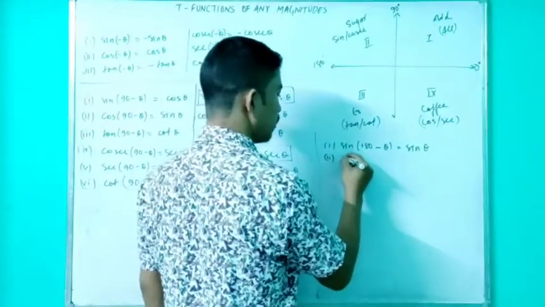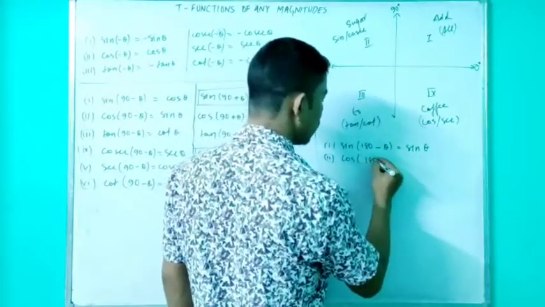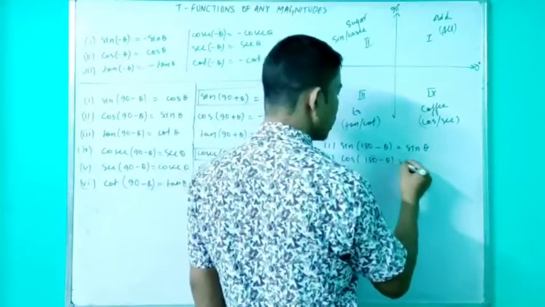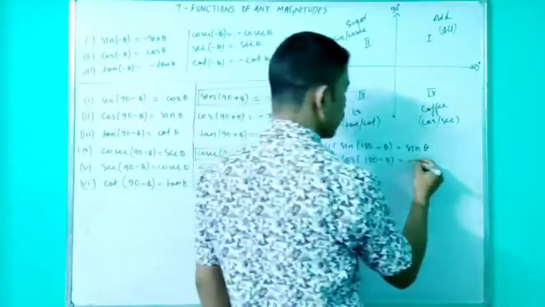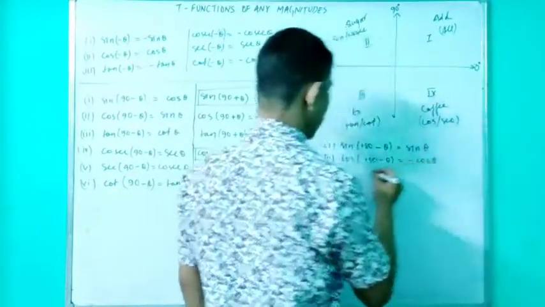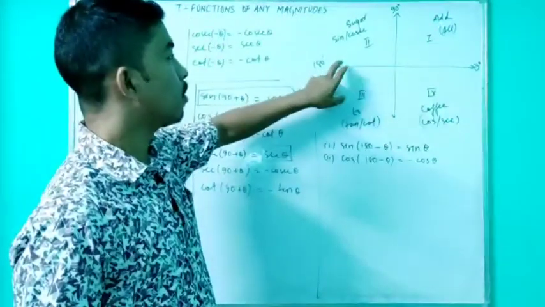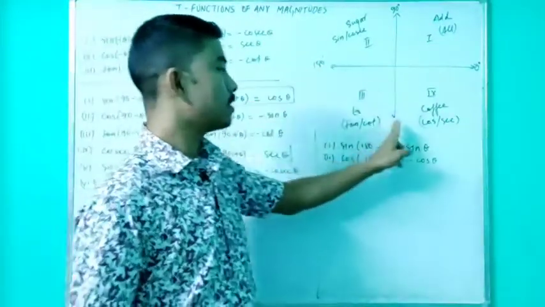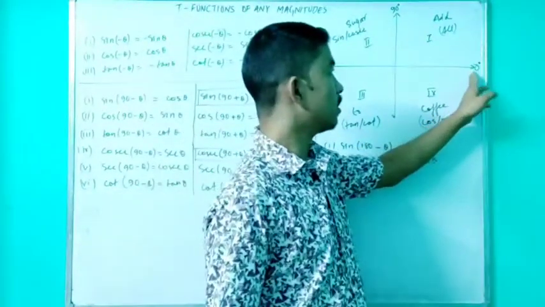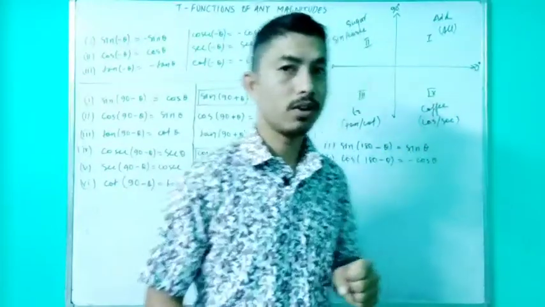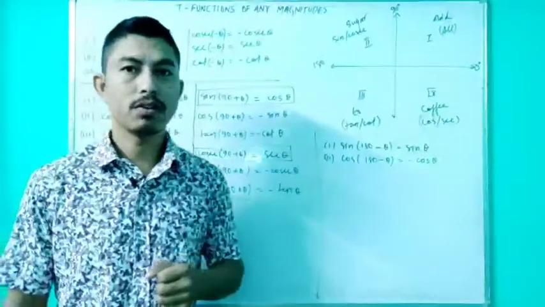The second one, if I write cos of, not 90, sorry, it is 180 minus theta. So 180 minus theta goes in the second quadrant. In the second quadrant, the cos is negative. So the value will be minus cos of theta. In the same way, we can derive the 12 sets of formulas in 180, then the same in 270, and then in 360 as well. Okay, so this is all about the formulas related to the trigonometric functions of any magnitude.